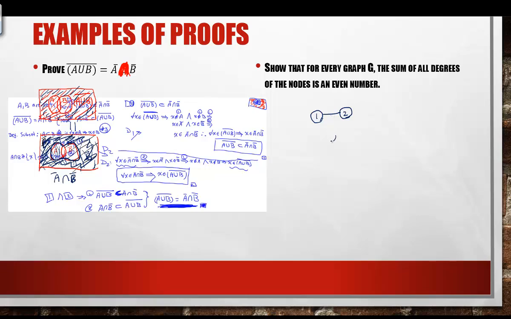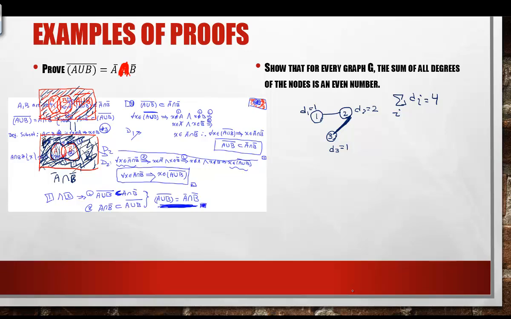It's an even number. Let's draw another node and connect an edge to it. So node number 3. Now the degree of node number 1 is 1, the degree of node number 3 is 1, and the degree of node number 2 is 2. So the sum of the degrees of each node is 4, which is an even number. If I were to really build a proof for this, I would use proof by induction. And in fact, I will show this proof by induction to you later on.